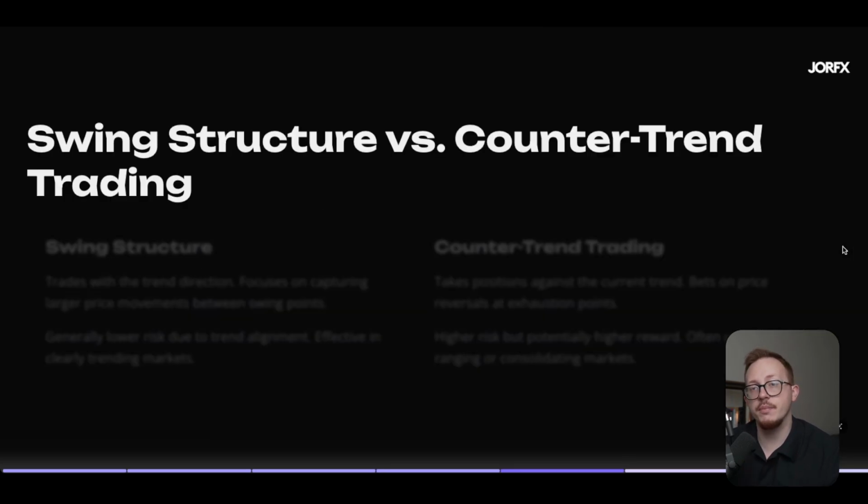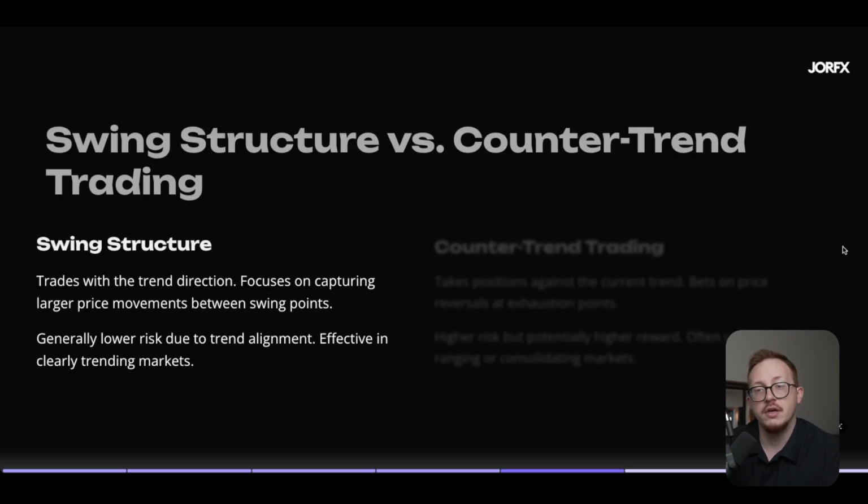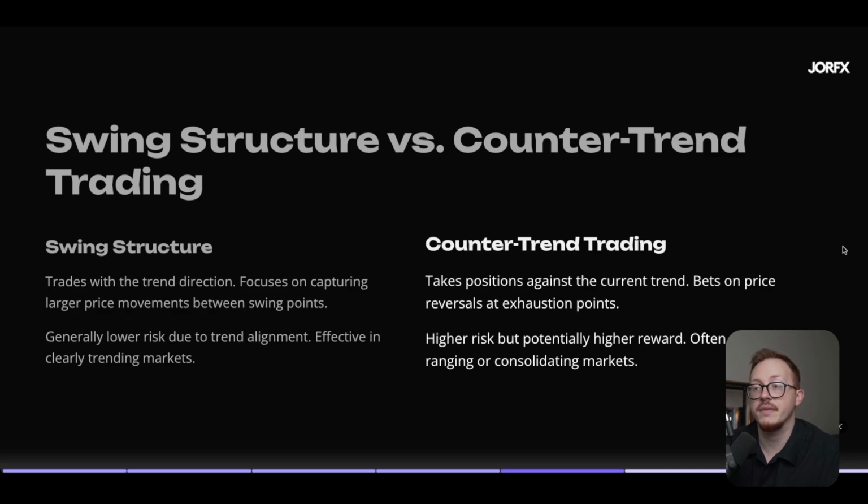Now, something important is swing structure versus counter trend trading. Basically, the two directions you can take with your trading position. The first one is swing structure. It trades with the trend direction and focuses on capturing larger price movements between swing points. So you're basically following the trend. Generally lower risk due to trend alignment, and effective in clearly trending markets. Now, the other one is counter trend trading. It takes positions against the current trend and bets on price reversals at exhaustion points.